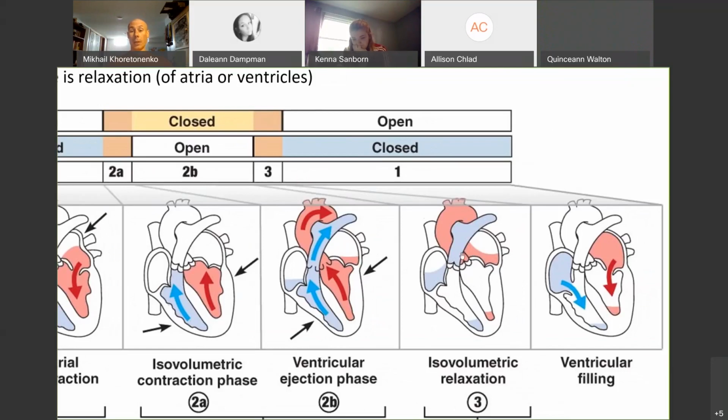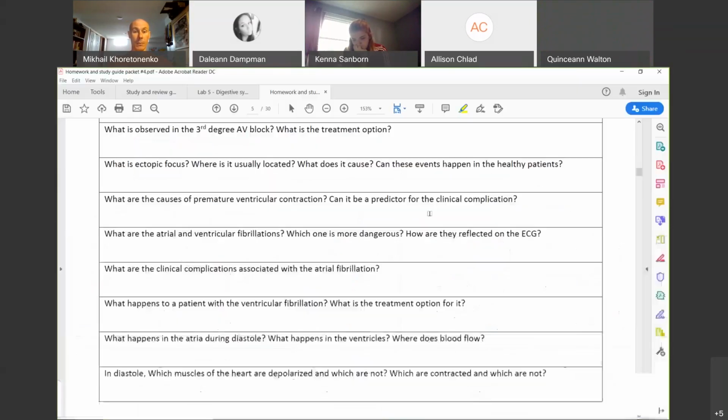The pressure in the aorta is higher than in the corresponding ventricles. Semilunar valves closed. All valves are closed. That's isovolumetric relaxation. And then ventricles completely relax. Heart is in a full diastole, and ventricular filling begins once again. Okay. That's your cardiac cycle.